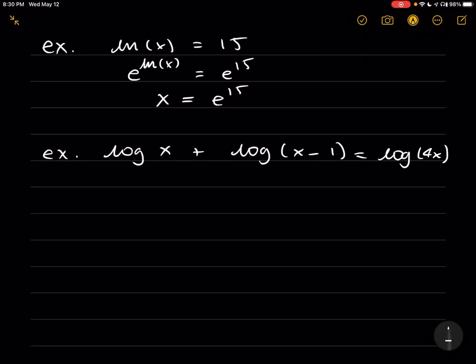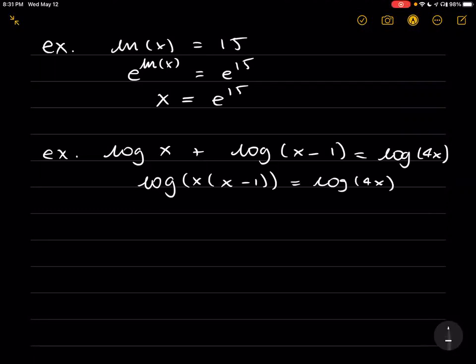Now, you could actually solve this one using the simpler method, but I'm going to go ahead and show you with the steps that are for the more complicated equations, just so we can get used to using those. So first, I'm going to combine the two logs on the left-hand side using one of the log laws. So we get log of x times x minus 1 equals log of 4x.